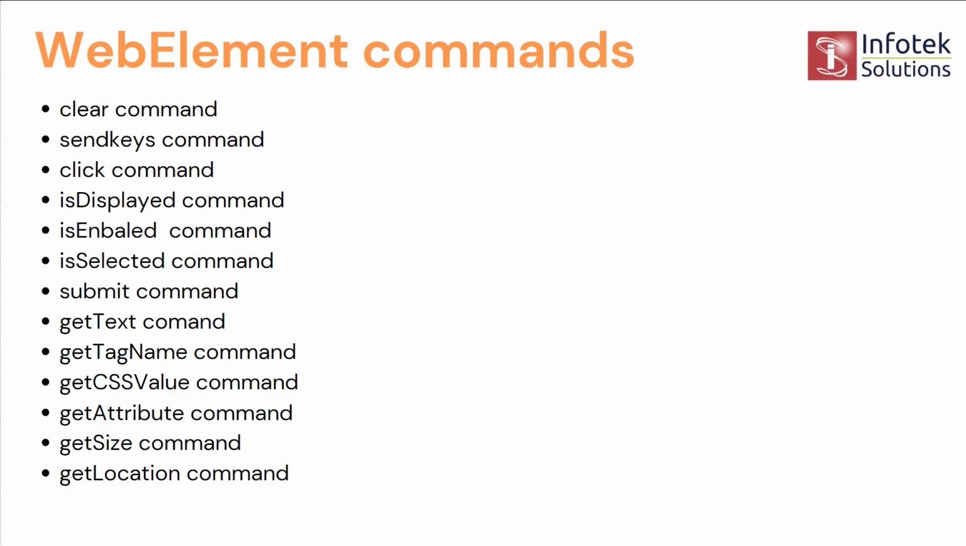Now get text will help you to get the text from the current page. Get tag name will help you to get the tag name from the front end page. Get CSS value will help you to get the CSS values that are written in the current page. And when it comes to get attribute, the values in the attributes of a particular section can be fetched using the get attribute command. And get location will give you the location of the element.